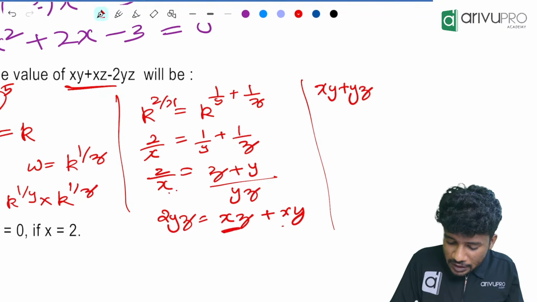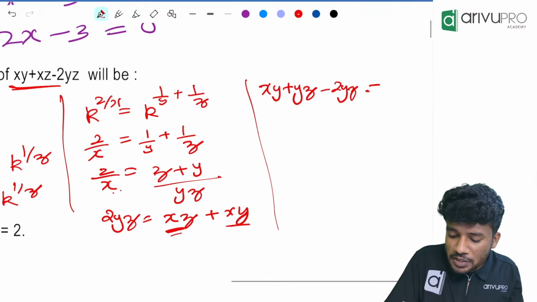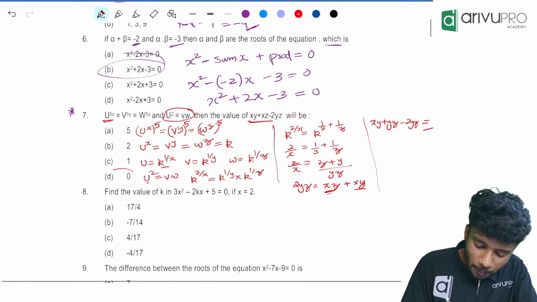Now I am rearranging it. xy plus yz minus 2yz is equal to how much? If I take it to the other side, it will be equal to 0. Which option is the answer? Option D is the answer.